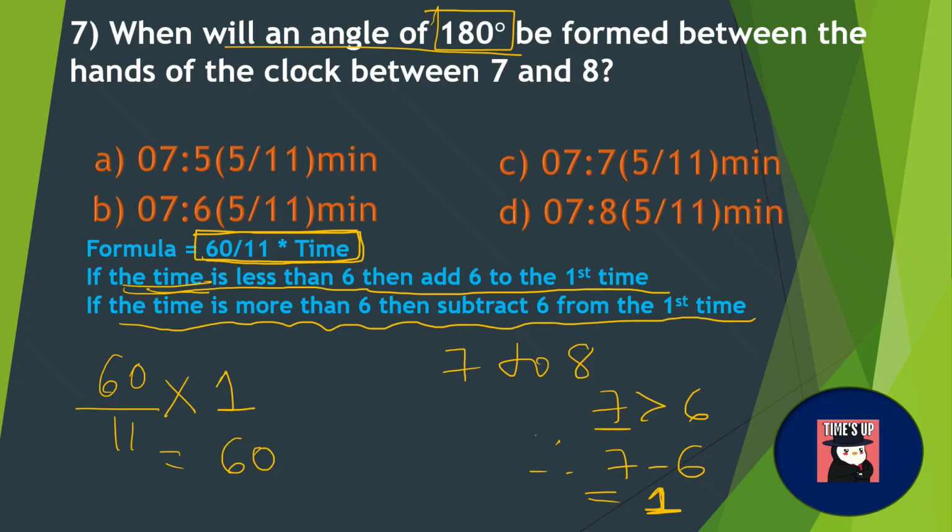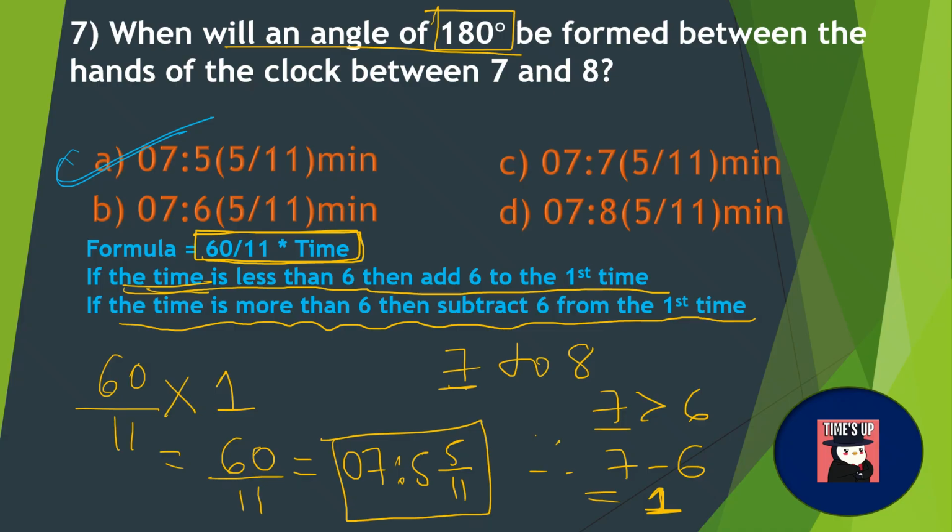It will be 60 divided by 11. 60 divided by 11 will be 5 and 5 by 11. The first time, you need to write as it is, 7 hours. Then 60 divided by 11 we just now solved. So this will be the answer: 7 hours, 5 and 5 by 11 minutes. A is the correct option.